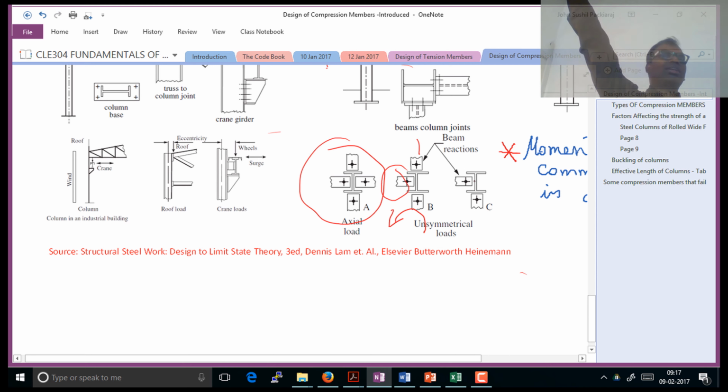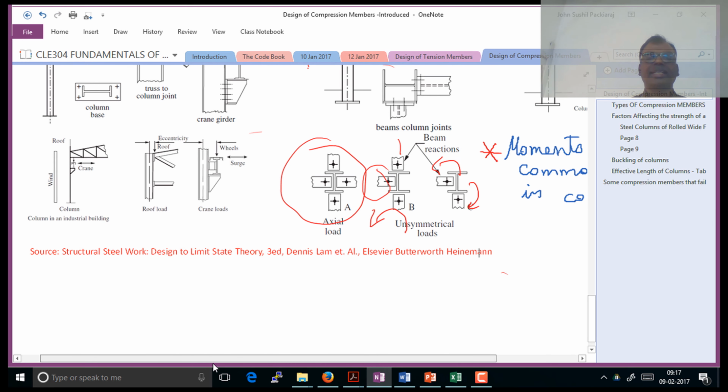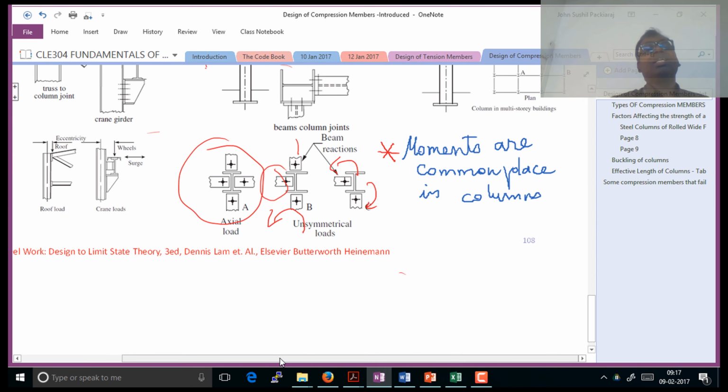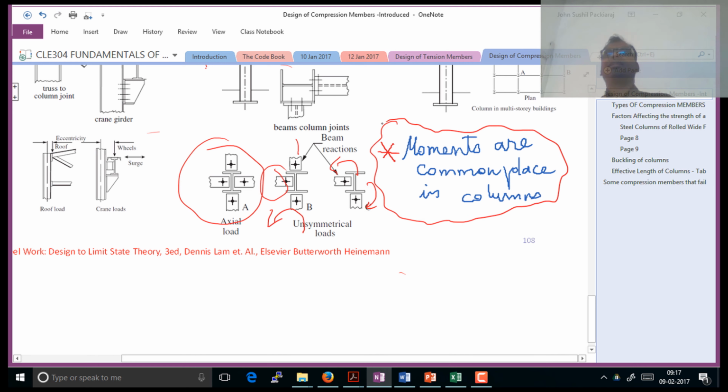On the other hand, a column at the corner is going to have moment in both the axes. A little later on, you will have to recollect this principle. This is a very important point which you need to remember. There is no column which comes as purely carrying only compression. It is very rare that a column is going to carry only compression.